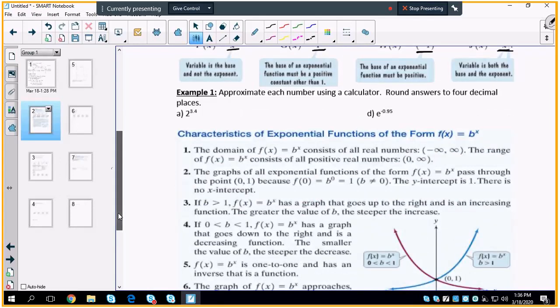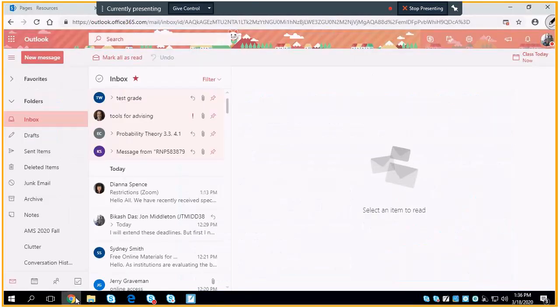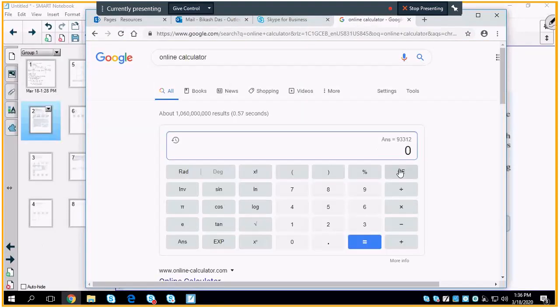Rounding is one other very important thing, especially for application problems in exponential and logarithmic functions. The first problem is asking you to find 2 to the power 3.4. So you go to your calculator and find the value of 2 to the power 3.4, and then finally you round your answer to 4 decimal places. I would like this opportunity to remind you, if you see a problem that doesn't specifically say how many decimal places to round your answer, you always round to 3 decimal places.